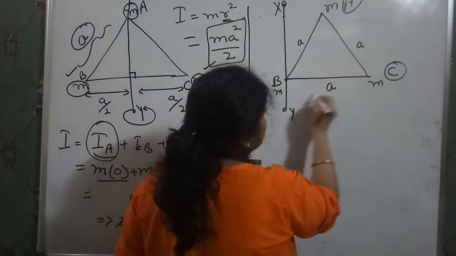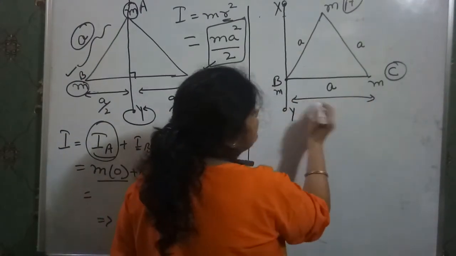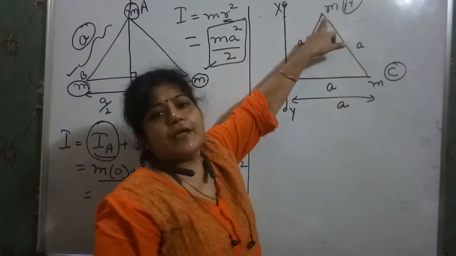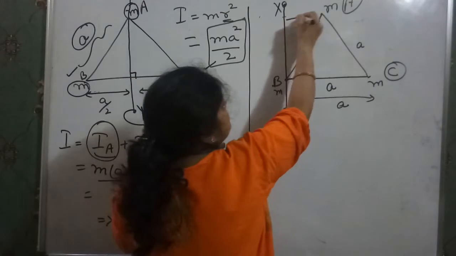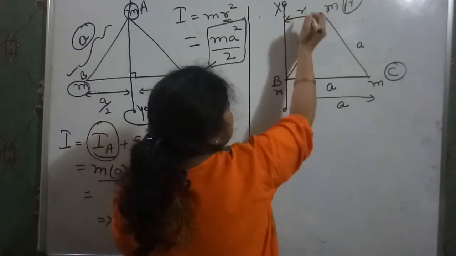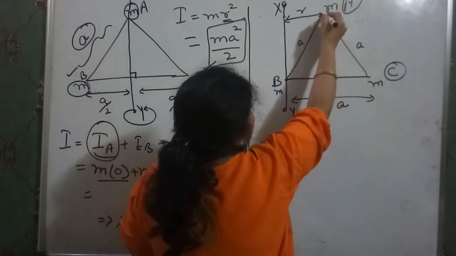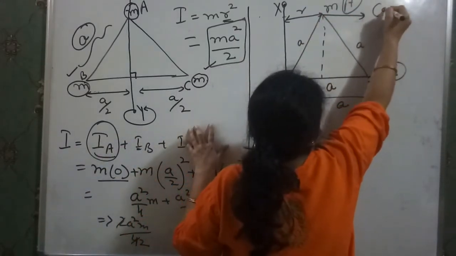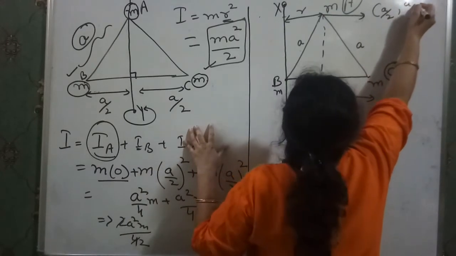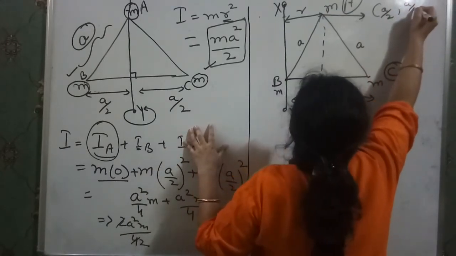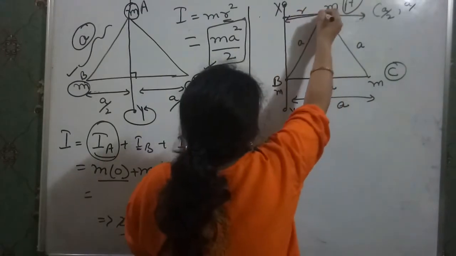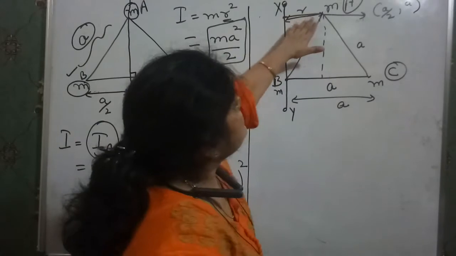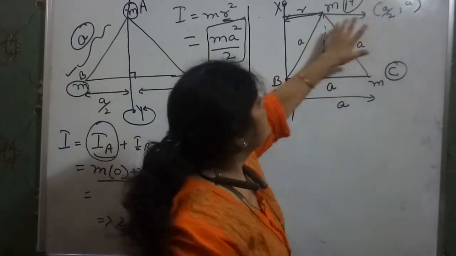So for the point C, the distance from the axis of rotation is a. Clear? Now for the point A, what is the distance? This is the distance from the axis of rotation, this is R. And how much does it equal? We can find it from the coordinates. So this is a by 2, comma, a, so this is here a. Clear? So what is the distance? This is a by 2.